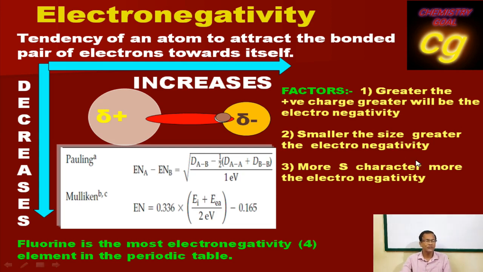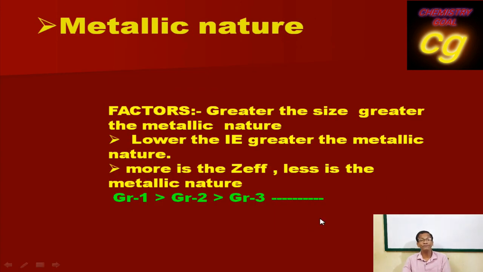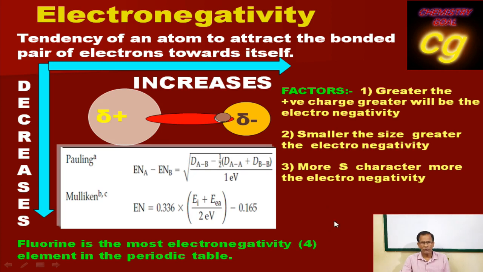Another thing is, the smaller the size, the more the electronegativity. We have already discussed that from left to right size decreases, so electronegativity increases. Then another important thing is, if a particular atom in a bonded atom has more s character, you know, s orbital, p orbital, d orbital, f orbital, if the s character is more, then electronegativity will be more. This is very important, we have to remember.